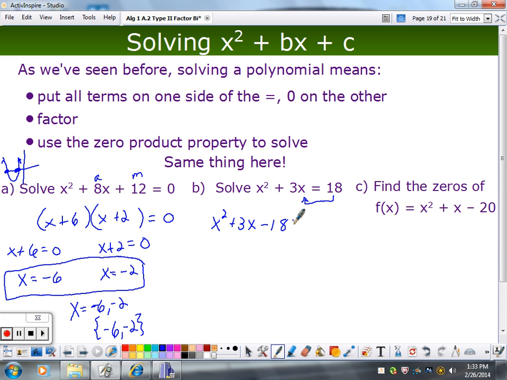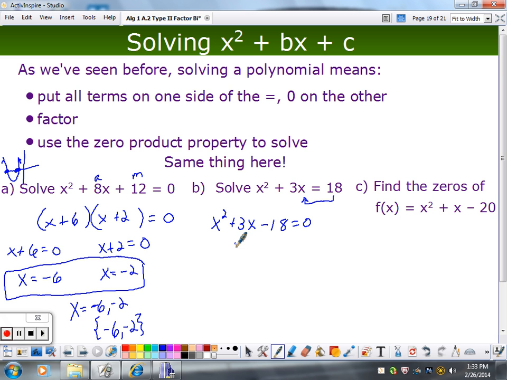Okay. Coming back up here, I'm subtracting that 18. Again, I'm just going through the flow chart just to practice it. Are there any greatest common factors? I always do ask that first. Are there any greatest common factors? I don't see anything. Is it a difference of squares?